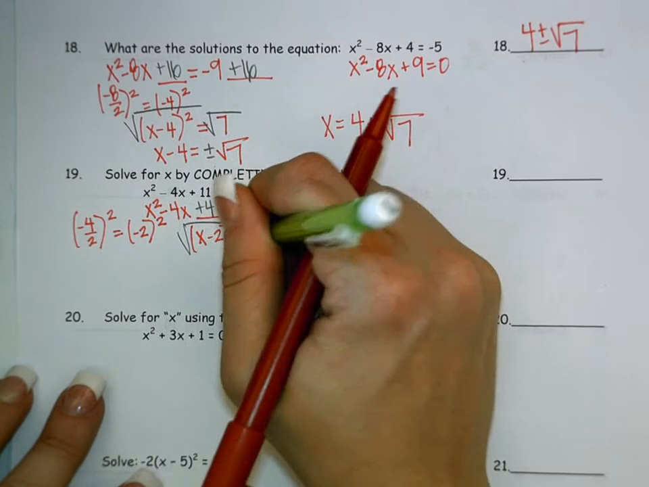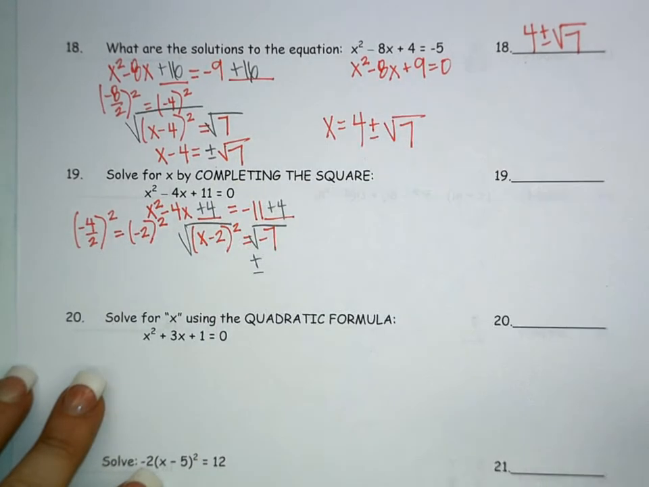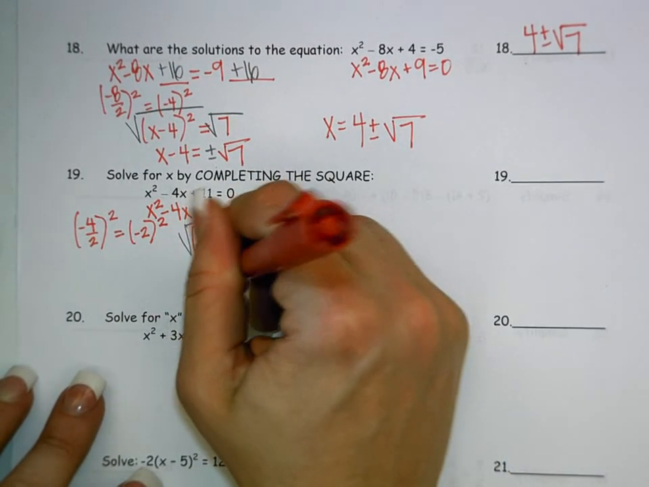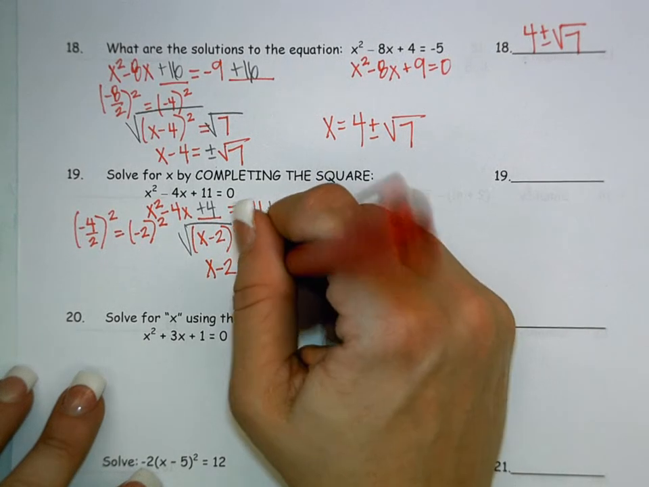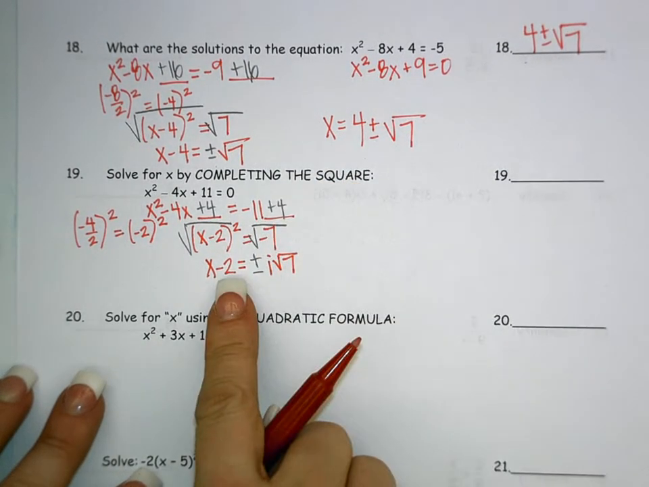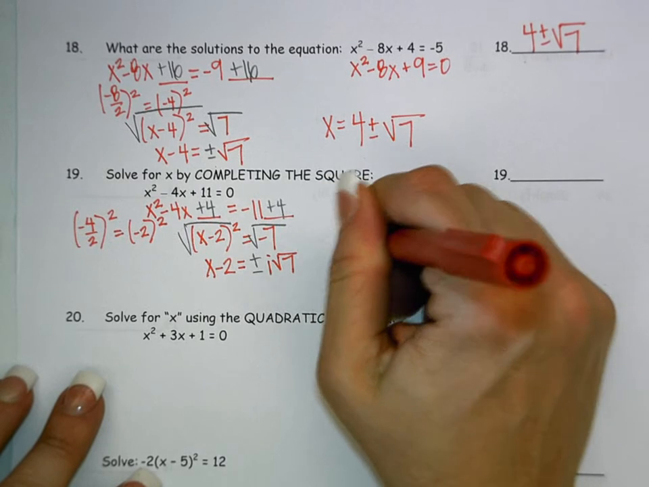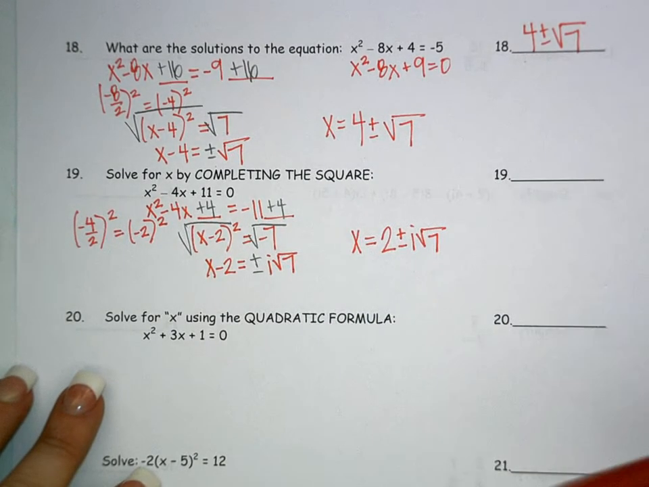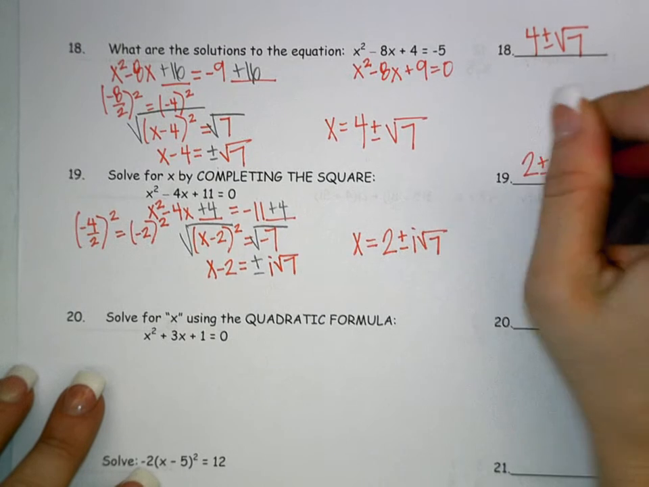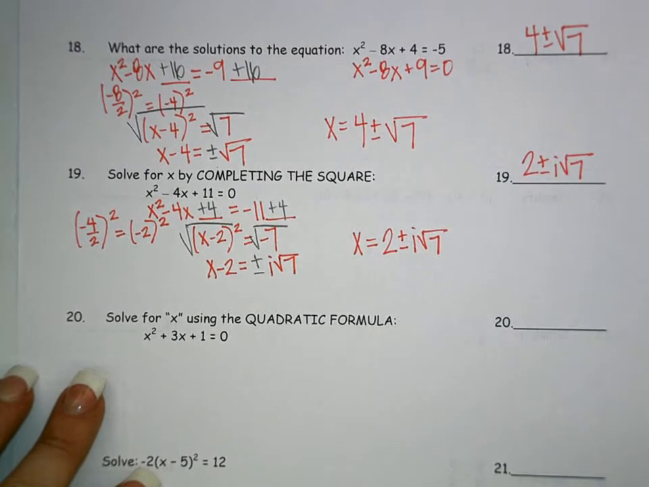Radical both sides, so do plus or minus. X minus 2 equals plus or minus. From a negative radical 7, you get i root 7, and then move this 2. So x equals 2 plus or minus i root 7. 2 plus or minus i root 7.